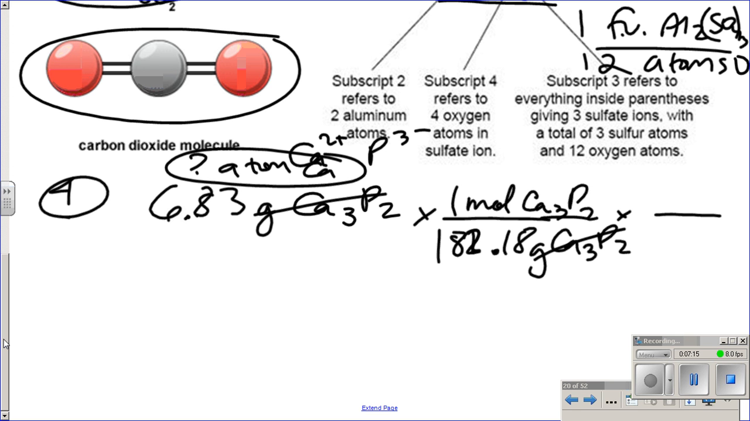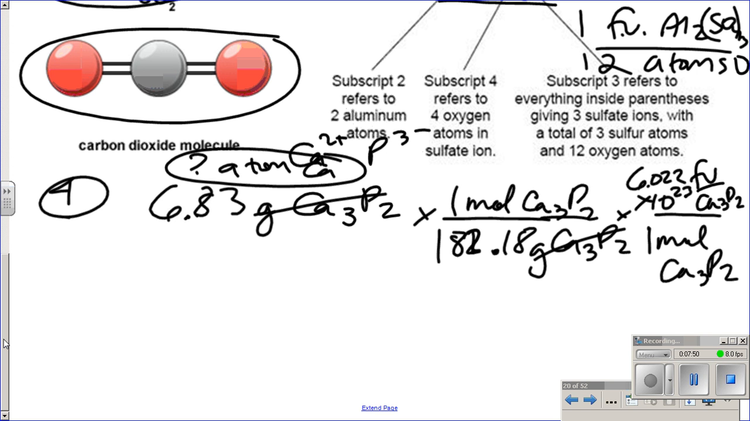I could care less about calcium phosphide, right? I want to get simply to calcium. So I'm going to go 2 ways here. I'm going to do the new way I just showed you. What unit do I want to get rid of? Moles. So 1 mole of calcium phosphide has how many formula units of calcium phosphide in it? 1 formula unit is just simply a particle, yes? How many particles are in 1 mole? 6.022 times 10 to the 23rd particles, aka formula units, just because it's ionic. That's the only reason I'm calling it a formula unit. Okay, so moles of calcium phosphide cancel.